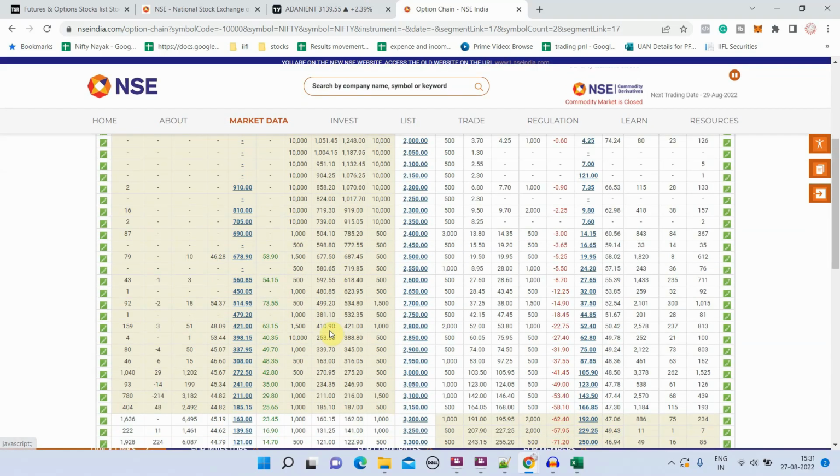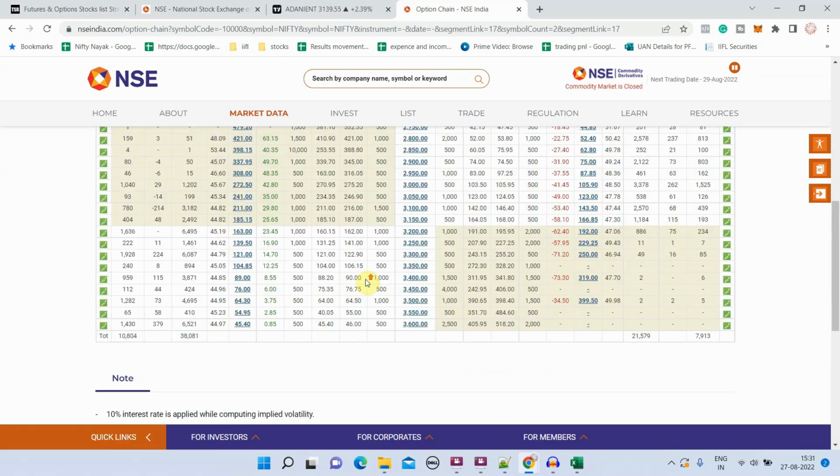Okay, cool. So here you can see that the last strike which was there was 3600. So I went ahead and sold one lot of 3600. I sold it at approximately 93 rupees because this was the last strike which was available. If there was any other strike beyond that, probably I would have sold them. But since this was the last strike, I went and sold.